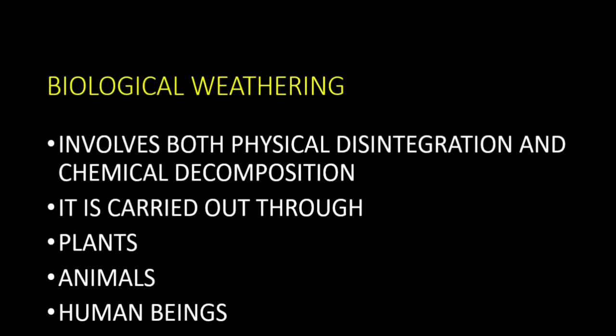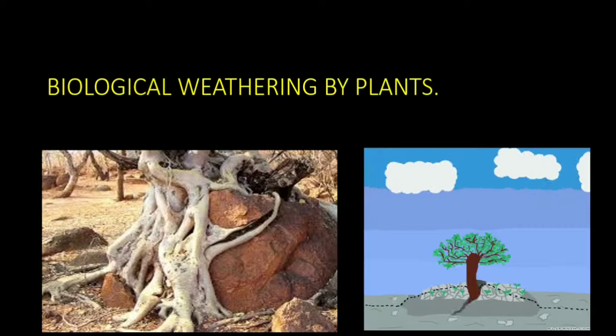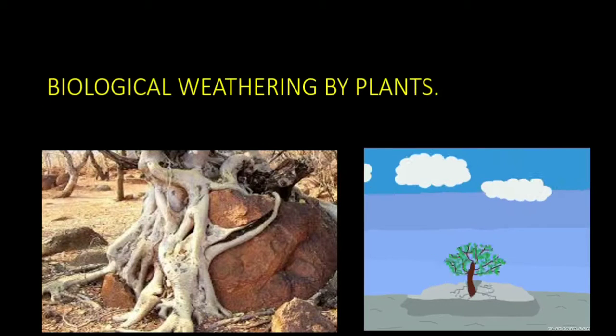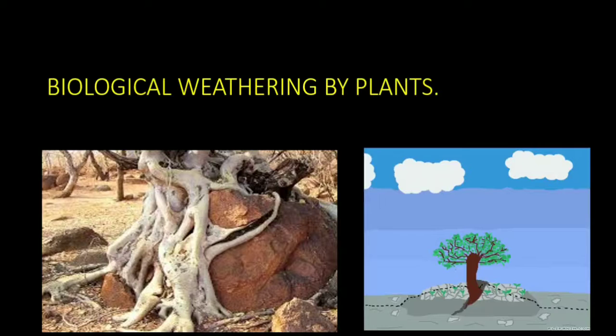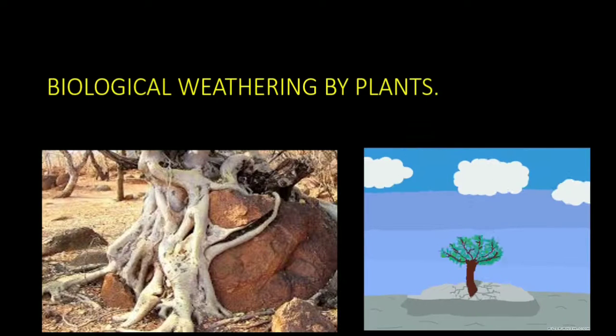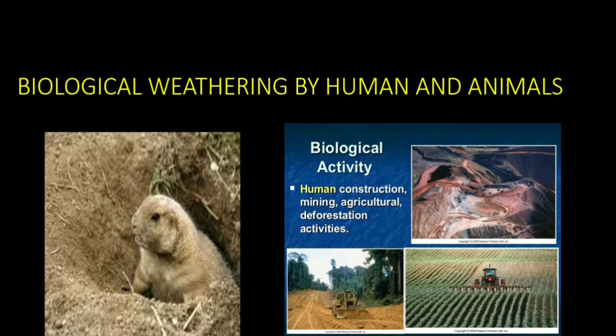Then we come to biological weathering, which involves both physical disintegration and chemical decomposition. Human beings, animals as well as plants are responsible for biological weathering. You can see in the animation how the roots of the plant penetrate through the cracks, widen and deepen the cracks, and the rock splits apart, causing the disintegration of the rock. And human beings and animals at the same time are responsible.